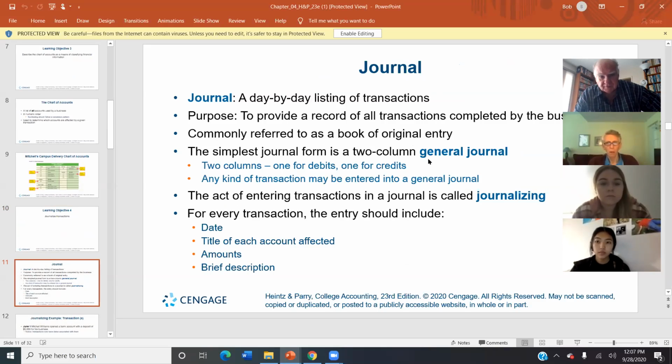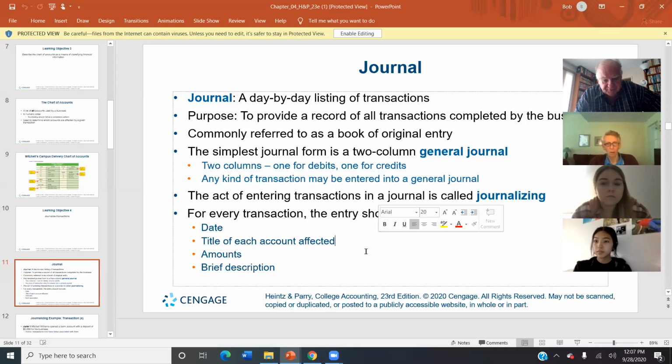to mass postings. So a journal entry has 2 columns, 1 for debits and 1 for credits, and you can put any transaction there that needs to be recorded. That's called journalizing. Each transaction has a date, the account titles and the amounts. And I think this is very important: a brief description. I don't think your homework requires it, but a brief description of a journal entry is quite important.